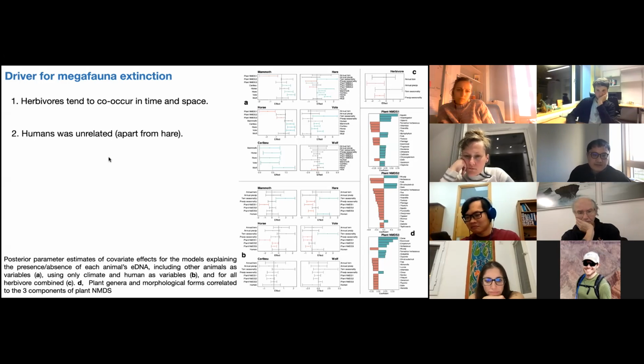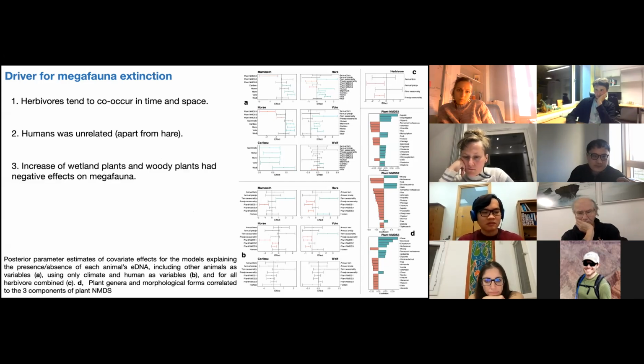And we also found that humans were basically unrelated to animal distribution. If we look at the bottom lane of figure B, which is the human contribution, we found humans were basically neutral for all animals, except for hare. And if we look at the plants, we found that plant NMDS component 1 and plant component 3 generally had a negative effect on the megafauna distribution.